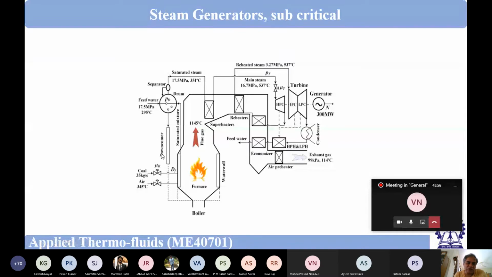So this is the circulation loop for vaporization. And in this kind of circulation loop, this drum is a very important part. This is called the steam drum. It is not mandatory that there should be only one steam drum. For a big boiler, there could be a number of steam drums.